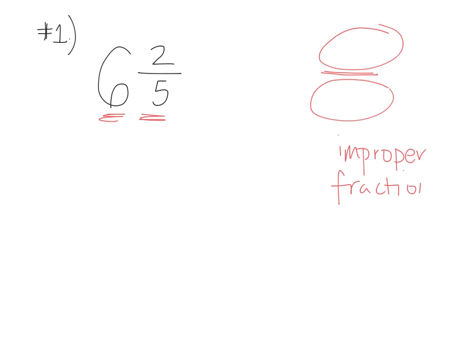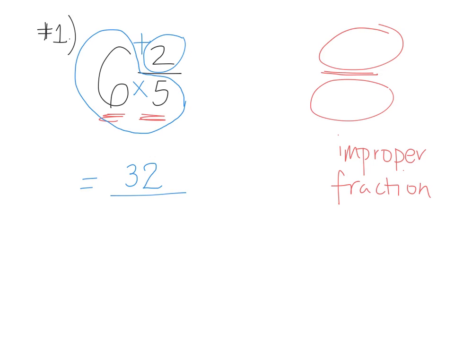Anytime you have a mixed number, you multiply the denominator and the whole number. I'm going to multiply 6 times 5. That's the first step. Multiplication comes before addition. 6 times 5 is 30. Then I add 30 plus the numerator, 2, which is 32. The numerator is going to be 32, and the denominator stays the same. So it's 32/5.